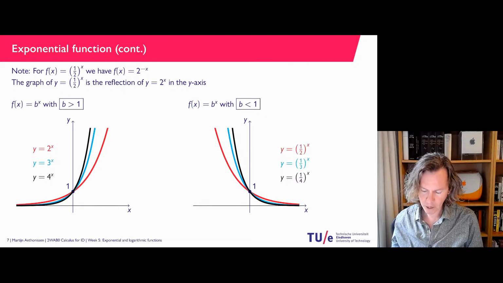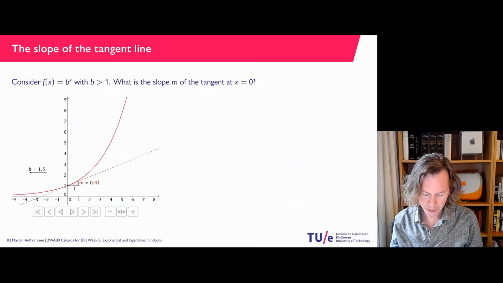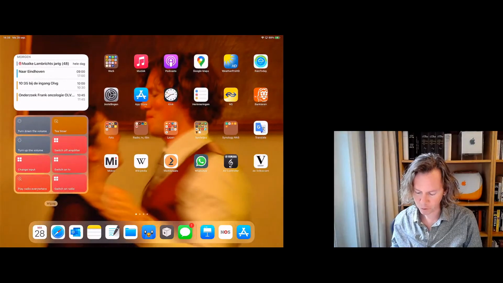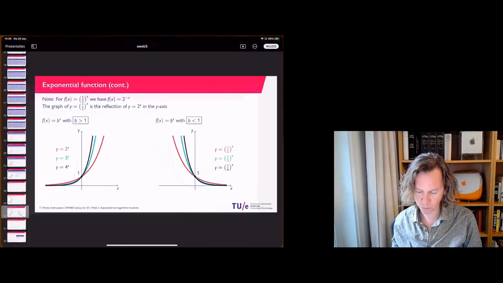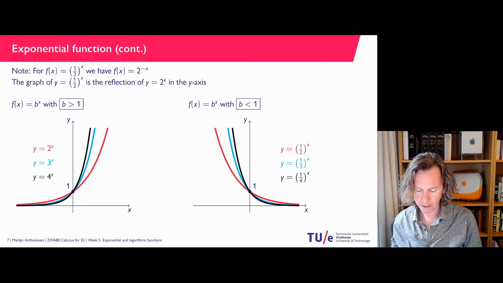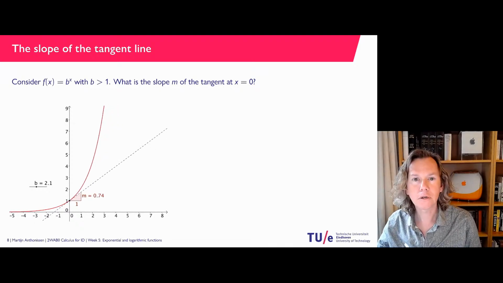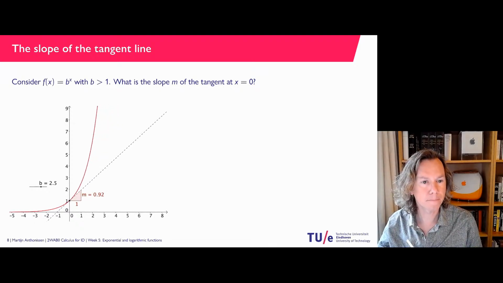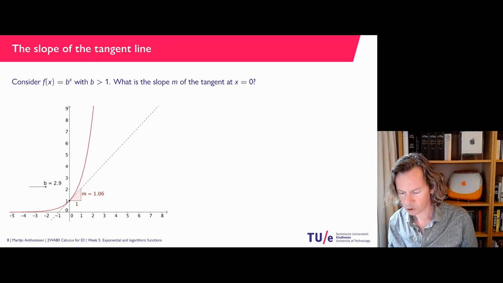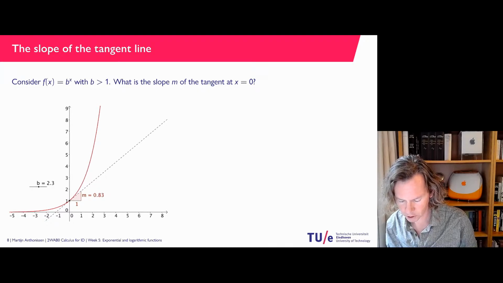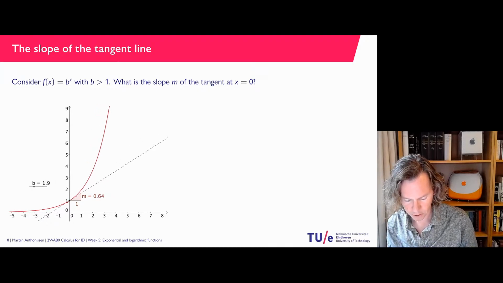Now, a bit more interesting is the slope of the tangent line. And this is an animation, so that doesn't work in this PDF viewer, so I have to go to this program here. So what you see here in the animation is that I should be able to write on this too, I guess. Can I? I can.